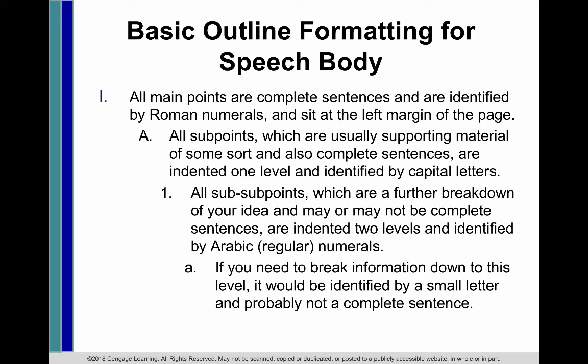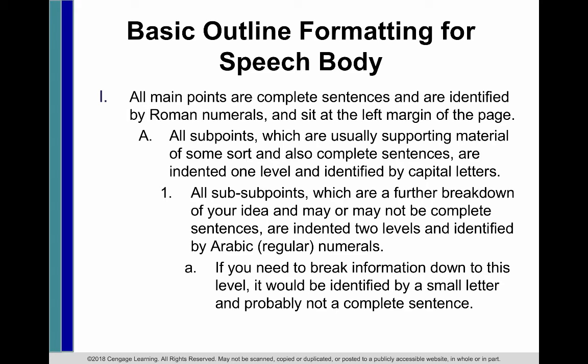All main points are complete sentences, and they're identified by Roman numerals, and they sit at the left margin of the page. All subpoints, which are usually supporting material of some sort and are also complete sentences, are indented one level and identified by capital letters.